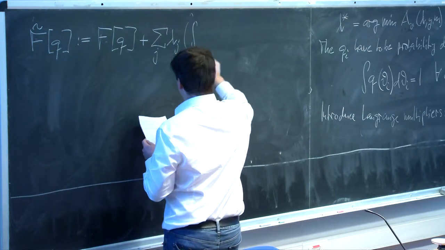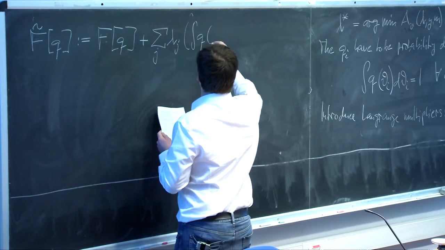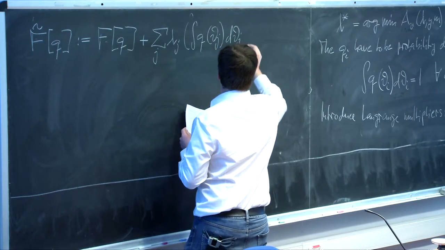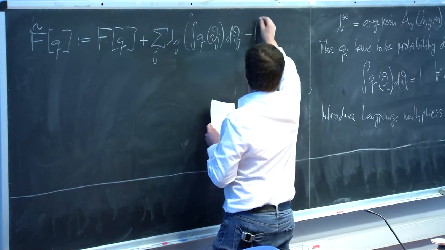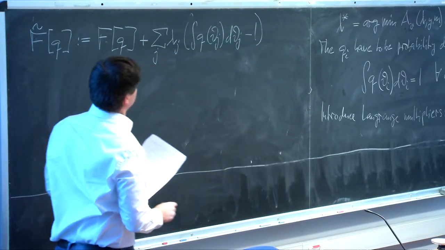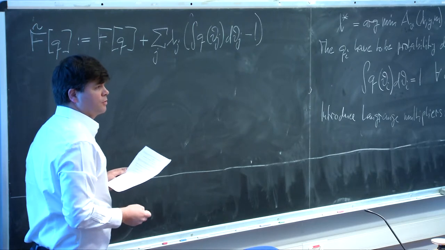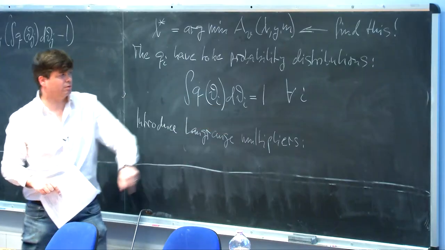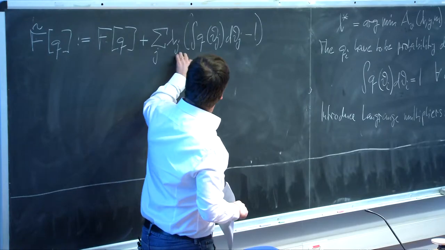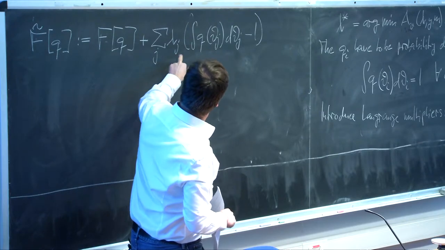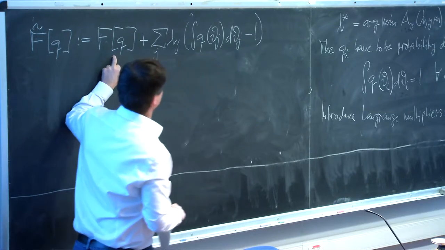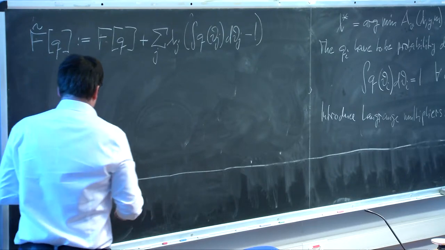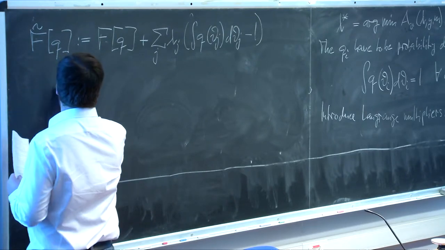And inside, we have this constraint, that the integral of q of theta j d theta j minus 1 must equal 0. That's how you use a Lagrange multiplier. You solve the constraint for zero, and you multiply it and add it to the functional you want to minimize. And now we do the following.